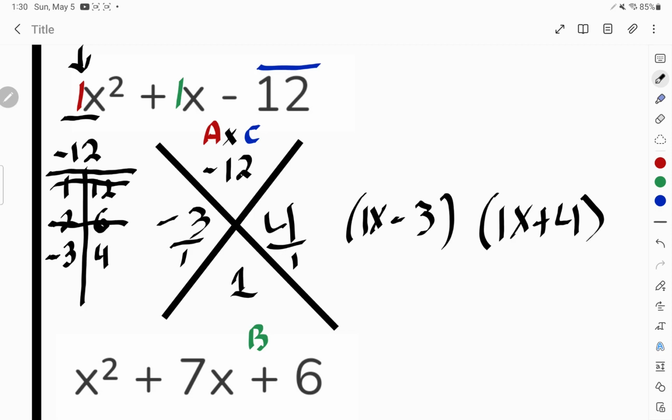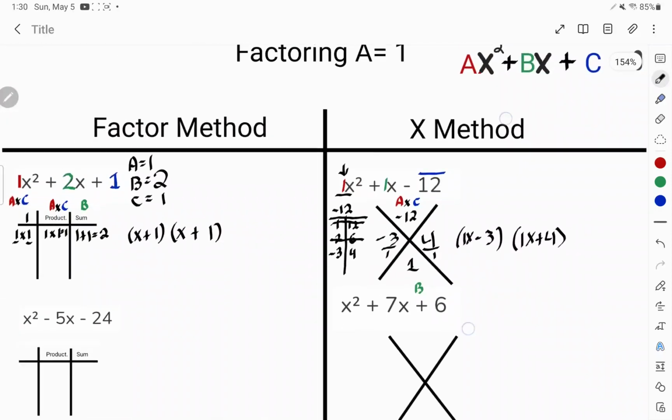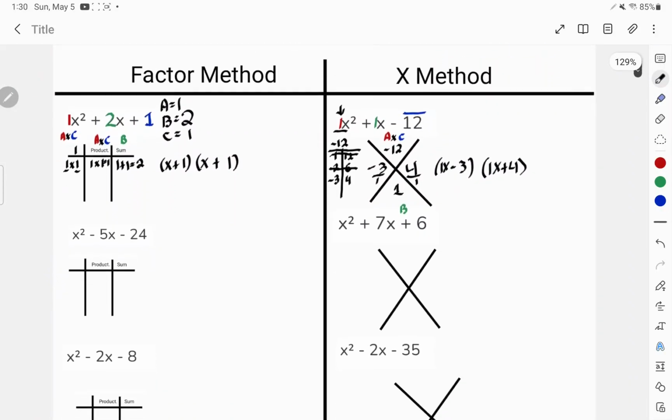But that is it. I know this is kind of a long video. I'm sorry, but factoring tends to be one of those things that people tend to have problems with. Now, all I'm going to do at this point is just work through all the other problems. And have a great day, guys.